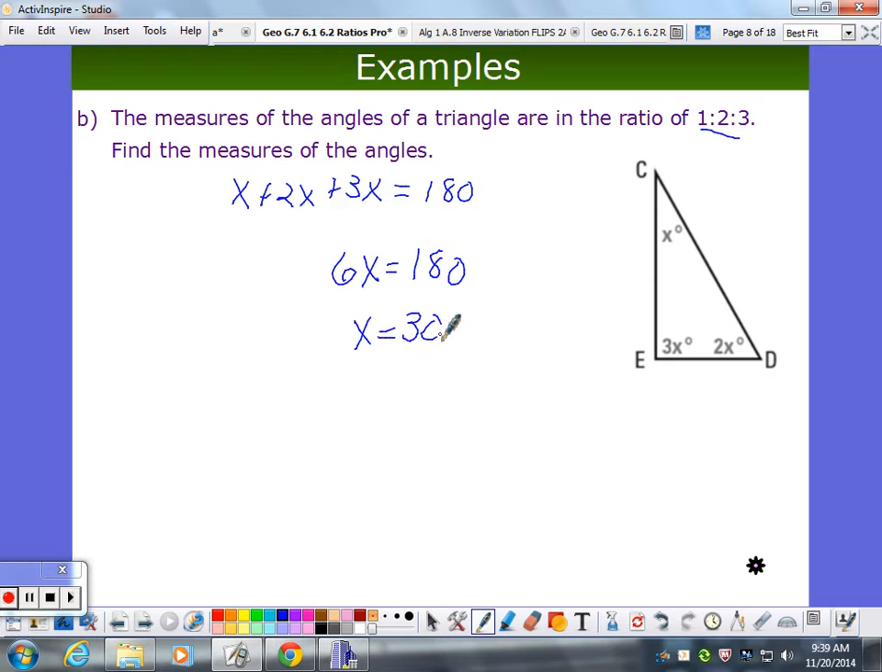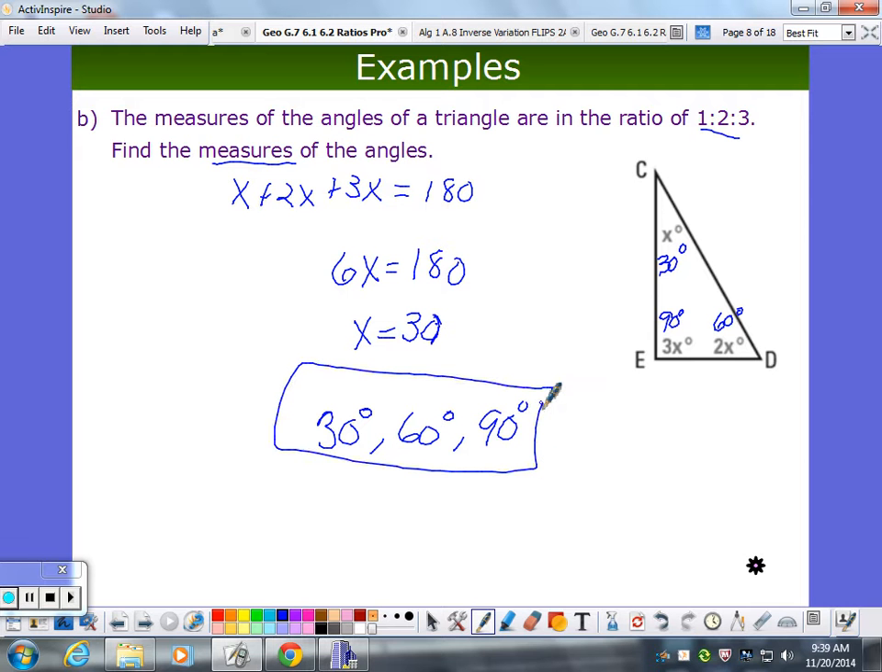X is 30. Let's see, what is the question asking? Find the measures of the angles. So this angle being x degrees is 30. This one is 2 times 30, so it's 60. And this one is 3 times 30, so it's 90. So I found all the angles: 30 degrees, 60 degrees, and 90 degrees. Okay, so an extended ratio, don't be afraid of them. Draw a picture, put that little x to stand for the number that they all have in common as a common factor, and just work it out.